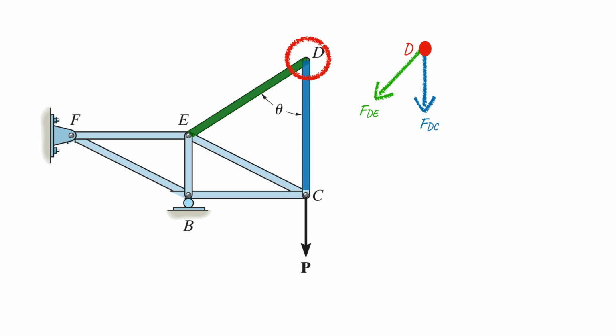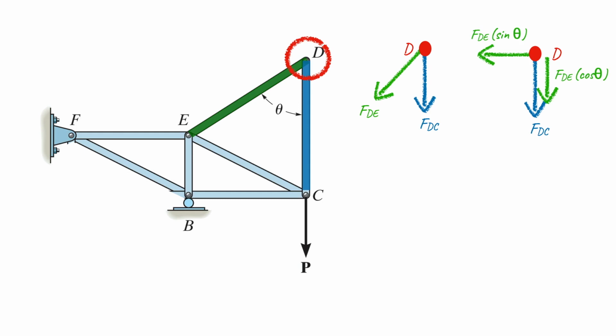Now you see there is one awkwardly inclined force. As usual, we can resolve this FDE into equivalent X and Y directions. In the X direction, it will become FDE sine theta, and in the Y direction, it will become FDE cos theta.